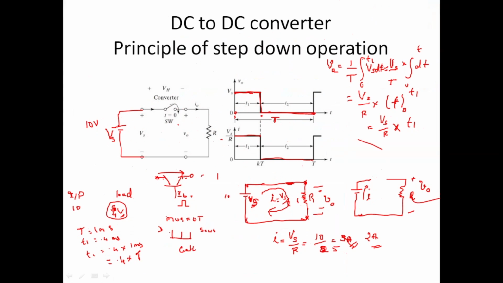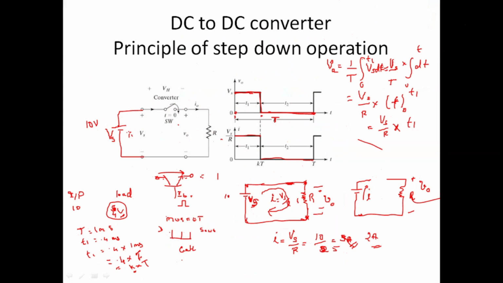Okay, so now, instead of writing this term as 0.4, I can rewrite it by assuming it is K. This is K into T. What is this K? K is 0.4 means my on time becomes 0.4 millisecond. K is 0.6 means 0.6 millisecond. This term K we call the duty cycle. What does K mean? I will tell you.